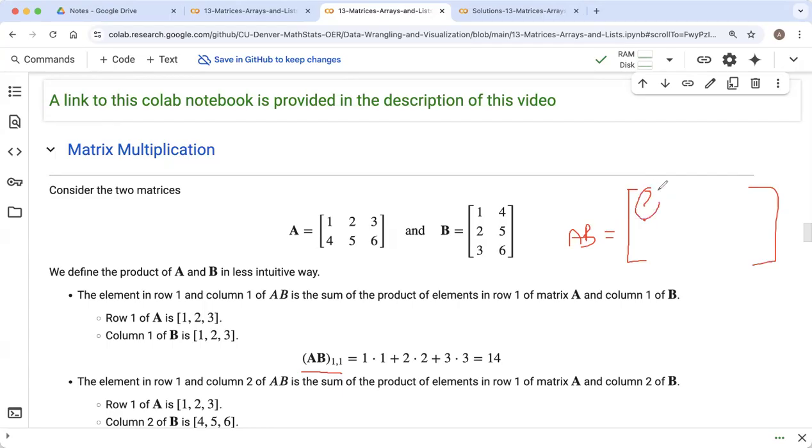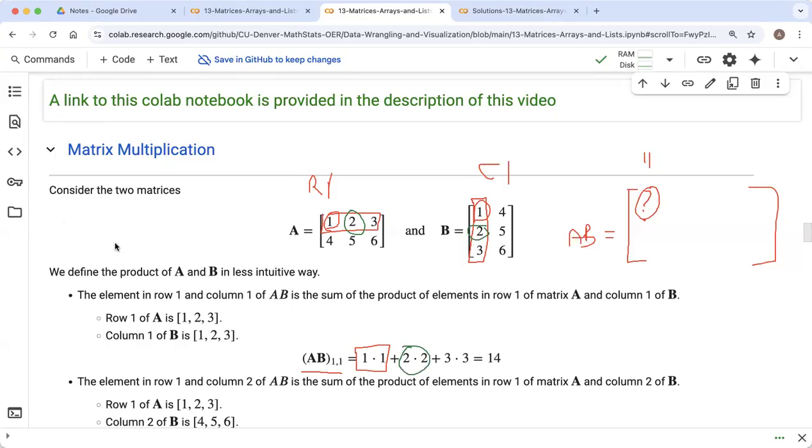To figure out the first entry in row 1 of my product, I take the first row of matrix A and I take the first column of matrix B. I take row 1 over here, column 1 over here, and I'm going to do something with these values to figure out what goes in position 1, 1. I multiply these two vectors together component-wise and then take the sum. So I take 1 times 1, and that comes over here. Then I take the next two values and multiply them: 2 times 2, and that goes over here.